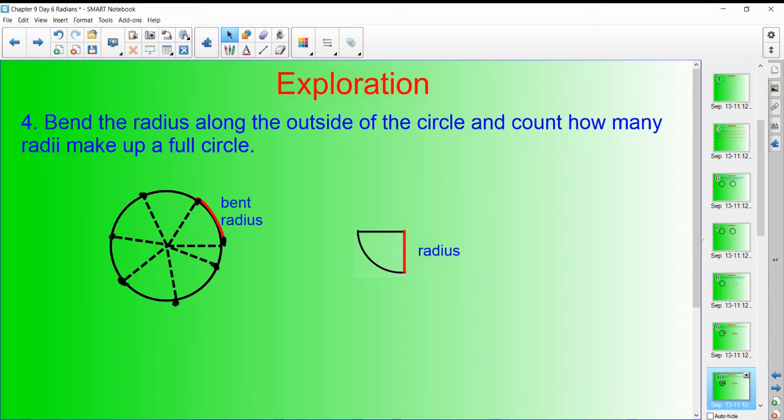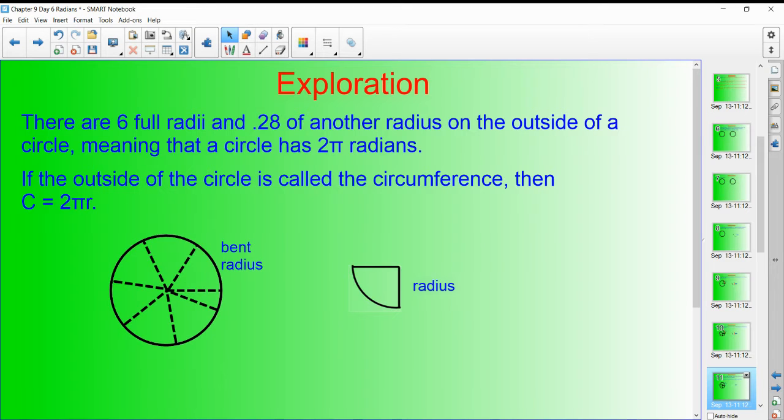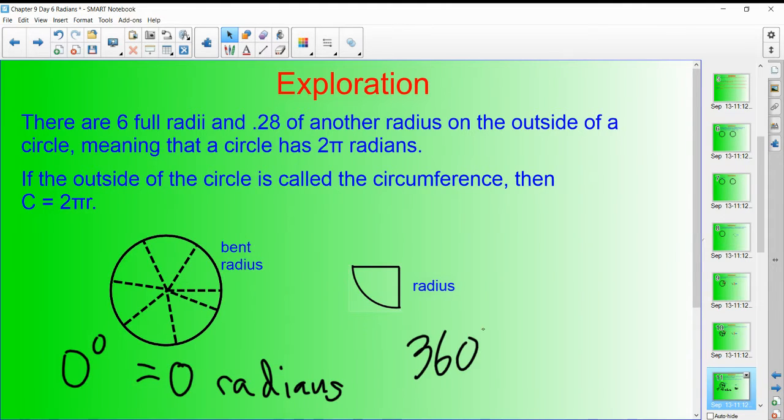So 6 and some extra is not mathematically sound, but we're going to see what that extra is. So there's 6 and a little over a quarter. There's 6.28 radii around the circle. So a circle has 2 pi radians. So just like a circle has 360 degrees, a circle has 2 pi radians. So 0 degrees equals 0 radians, and 360 degrees equals 2 pi radians.